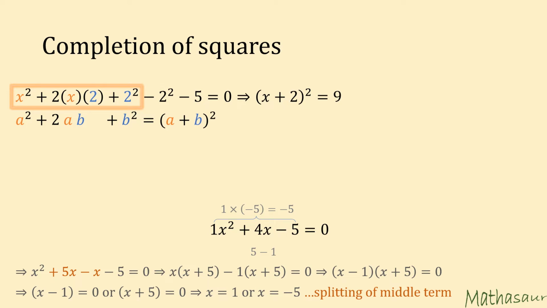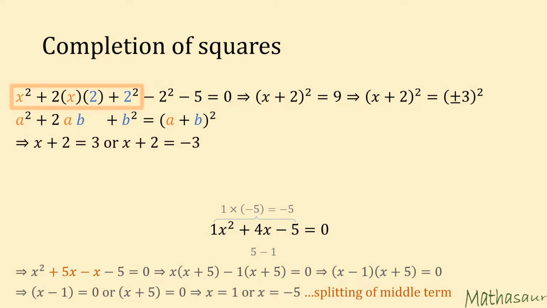Now the square of which integer is equal to 9? There are two possibilities, plus 3 or minus 3. Taking square root on both the sides, we get two linear equations, x plus 2 equals 3 or x plus 2 equals minus 3. Upon solving, we get x equals 1 or x equals minus 5. These solutions are the same as we obtained before from splitting of the middle term.